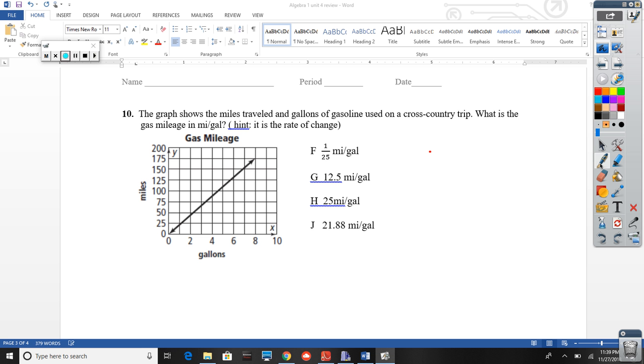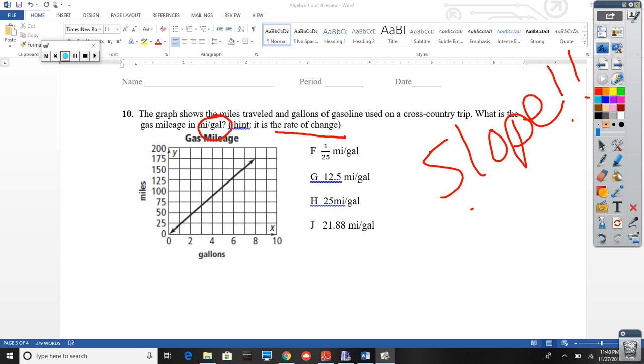Anyway, number 10 says the graph shows the miles traveled and the gallons of gasoline used on a cross-country trip. What is the gas mileage in miles per gallon? Miles per gallon. Okay. This right here gives you your rate of change. We said slope. Slope is your way to go. So I'm not going to give you the answer, but pick 2 points, the ones that are closest to the grid lines. Okay, maybe about that one right there.